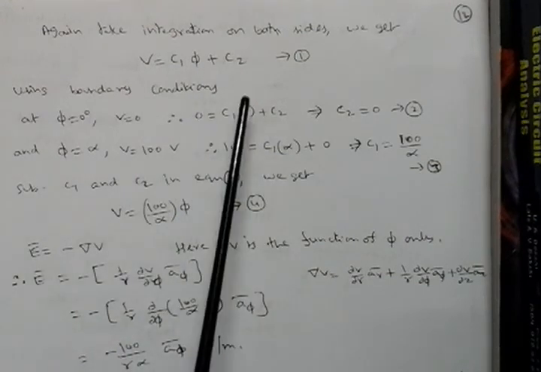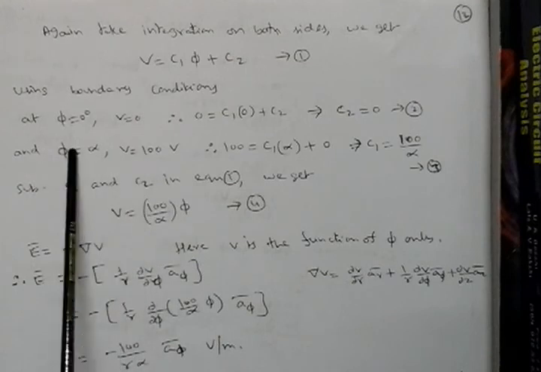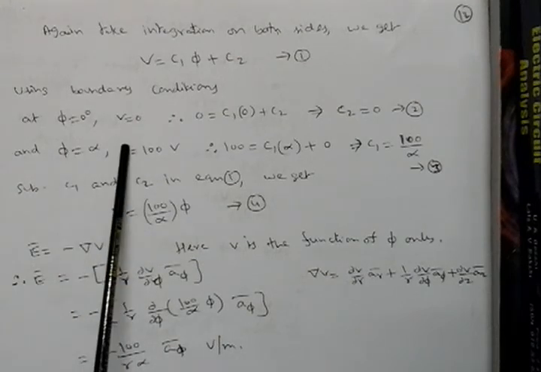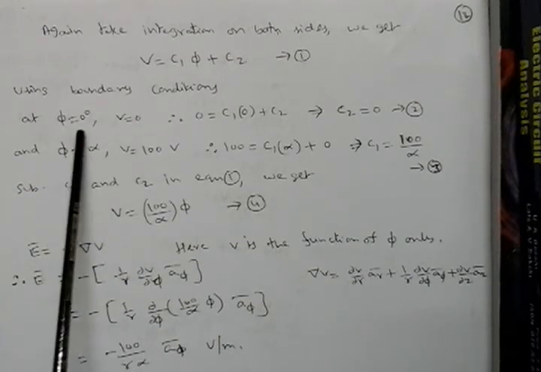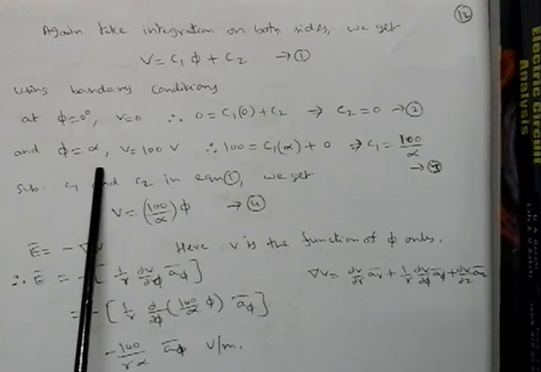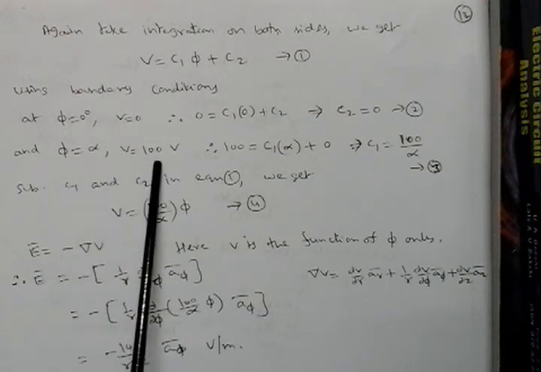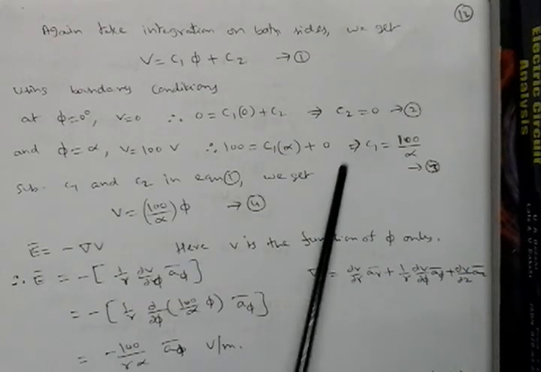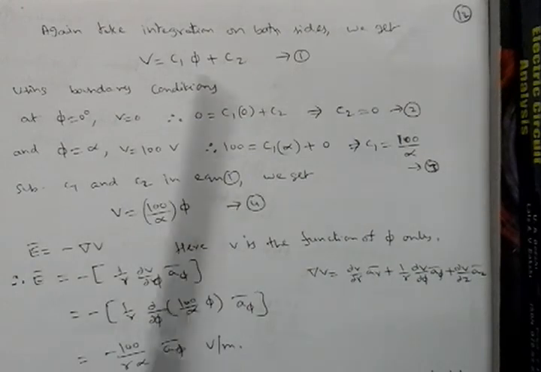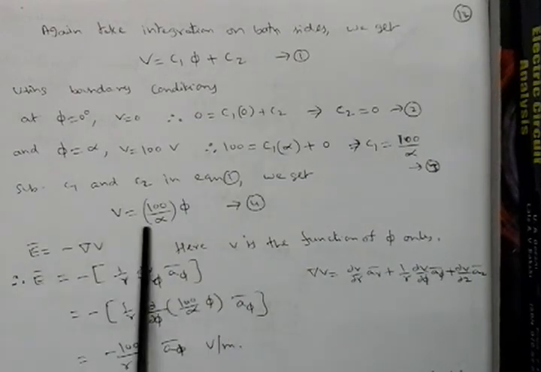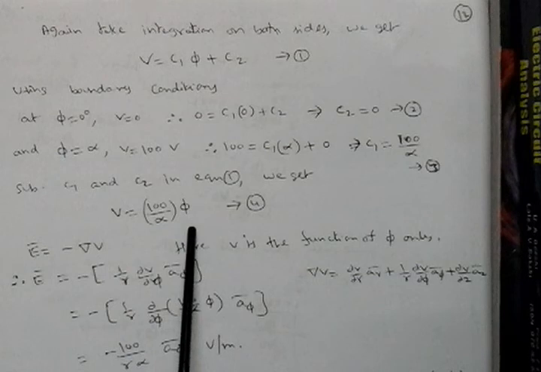We need to determine C1 and C2. How to determine C1, C2? Using the boundary values as per the problem. Phi is equal to 0 degrees, V is equal to 0, phi is equal to alpha, V is equal to 100 volts. Then you will get the two constants C1 and C2. Substitute C1 and C2 in this V expression. You will get V is equal to 100 divided by alpha into phi.